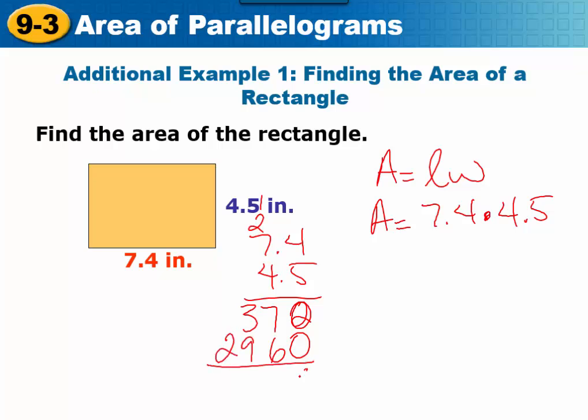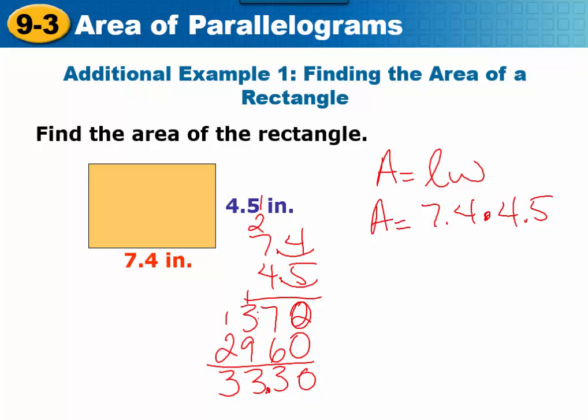And then we add 0, 7 and 6 make 13. 9, 10, 11, 12, 13. Carry the 1, we end up with 3. Okay, so we got 3,330, but now we got to figure out where's my decimal going to go. We'll have one number to the right in this number, one number to the right in this number, so that's 2 total. So my answer should be 33.30.